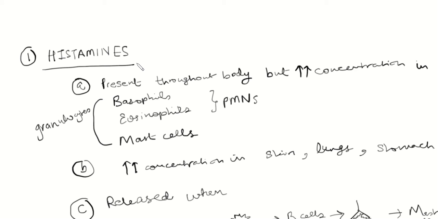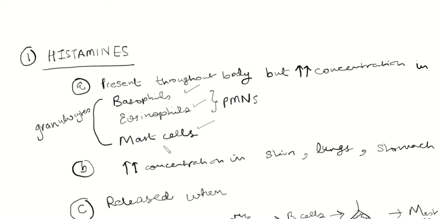So with the immune system, we talked about the soldiers of the immune system, which are the immune cells, and we have the cytokines, or the chemicals that help us coordinate the attack. So let's talk about one of those cytokines, and it's called histamine. This cytokine is present throughout the body, but there's a high concentration of it in three specific cells: the basophils, the eosinophils, and mast cells.